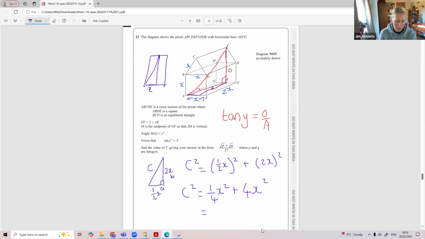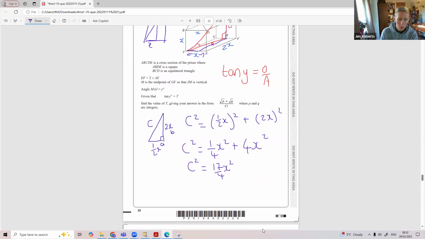Okay, add them together. 4 plus a quarter is 17 over 4. c squared equals 17 over 4 x squared. Square root both sides. c equals the square root of all of this. But I can square root some of these, can't I? I can't really square root 17, so I'll leave it like that. Square root of 4 is 2. Square root of x squared is x. So that is your length A.